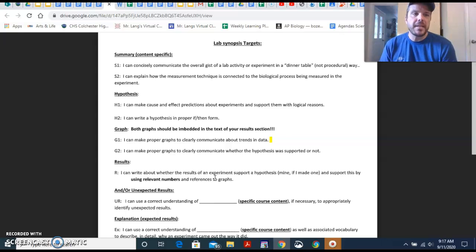So your work today focuses around figuring out how to concisely communicate the overall gist of a lab activity without being, for lack of a better term in an AP Bio class, too sciencey. You just want to lay out the general ideas, talk about the ins and outs of photosynthesis, why photosynthesis is important overall, and really generally what you're doing in this experiment. And then move on to measurement techniques, that's summary 2, and then make your null and alternative hypothesis with some sort of valid scientific reasoning.